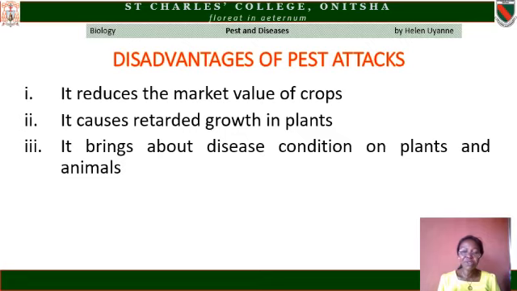Then we have the next one. It causes retarded growth in plants. Retardation means that the plant can no longer grow to its normal size. It will be hindered; the growth is hindered.